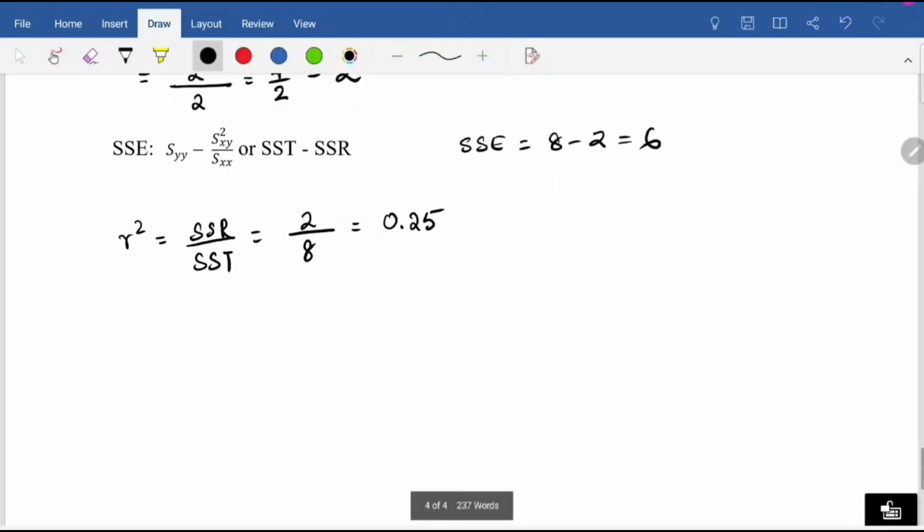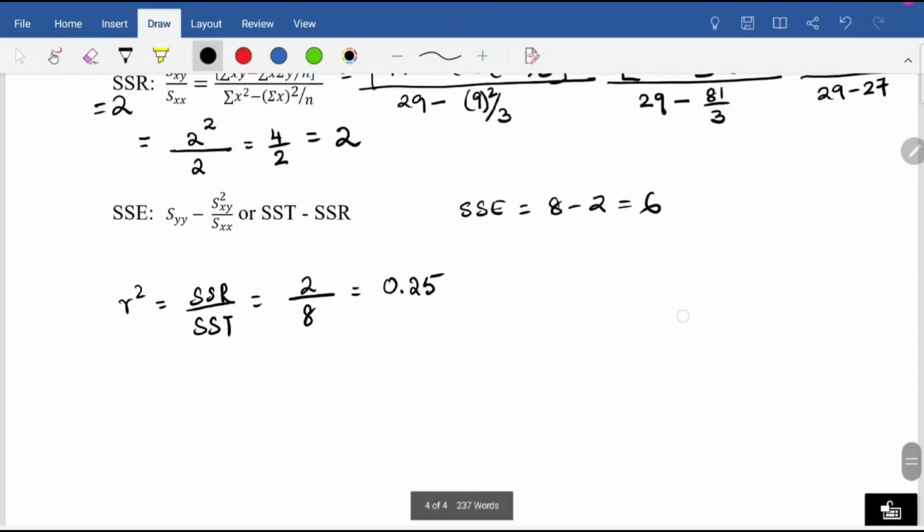We have one more worksheet on this chapter, 14.4, which will be on correlation coefficients.